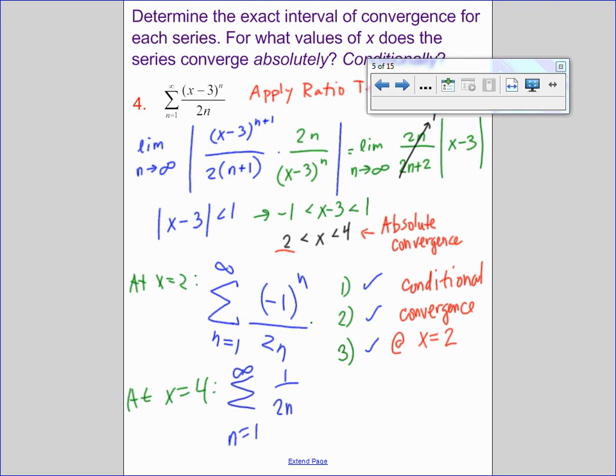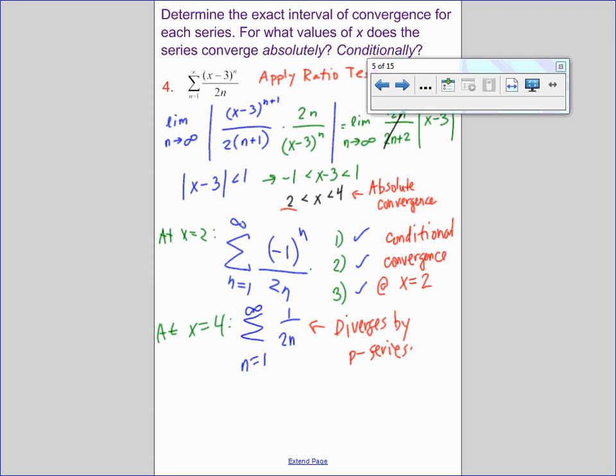This diverges, and so in my original interval of convergence, I would write square brackets around 2 up until excluded parentheses on the 4. Absolute only in between, conditional at the left endpoint x equals 2, but converges still. So in my interval of convergence, I get 2 bracket to 4 parentheses. So what do I need to do? I still need to finish saying this divergence by p-series. So we have converges on 2 to 4, parentheses, and conditional convergence at x equals 2.